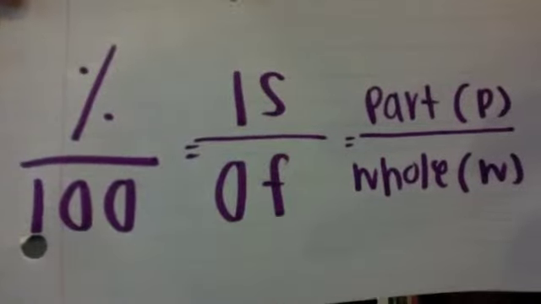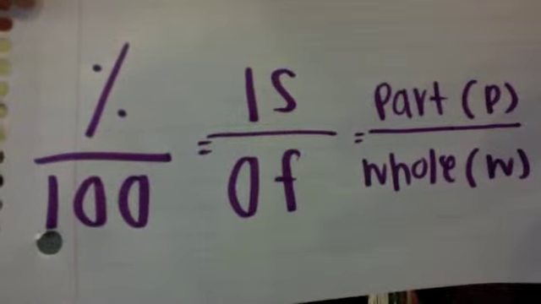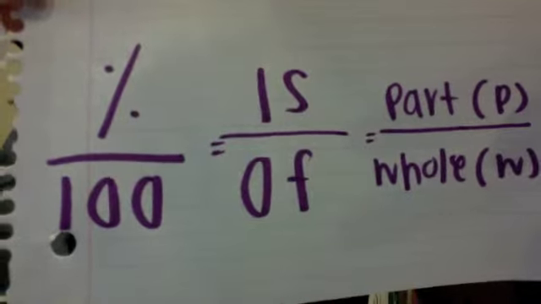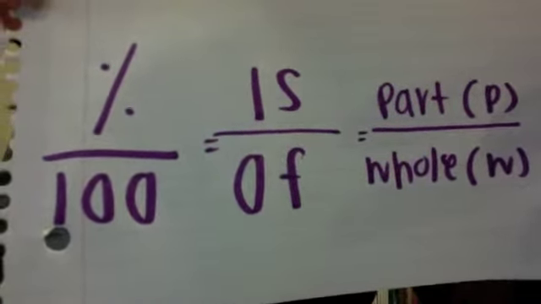Finding the percent of a number. The most important thing to remember is the ratio: percent over 100 equals is over of. Is equals part of something and of equals the whole thing. So, is over of equals part over whole. Trying to find part of a number.